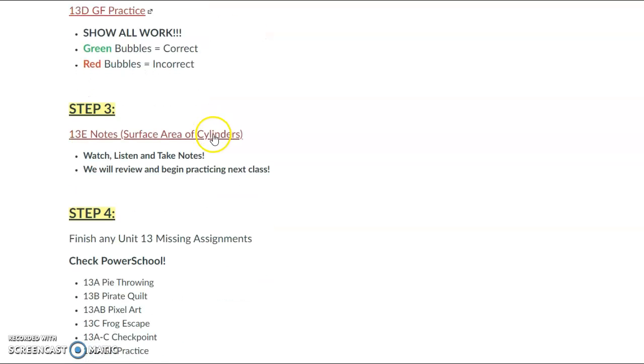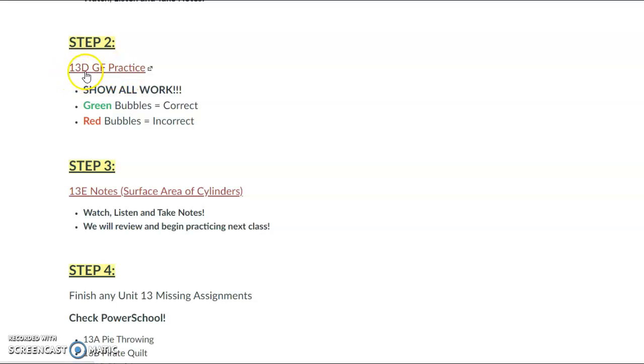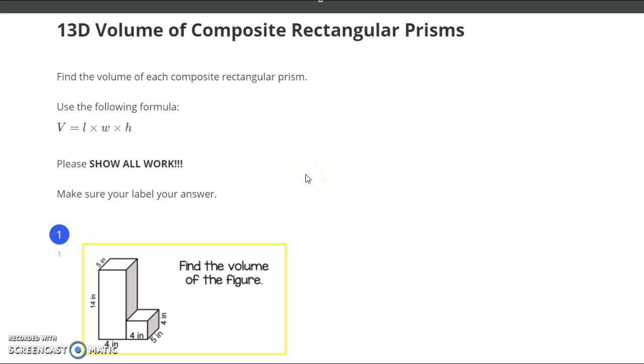After you watch those video notes, you're going to do some practice. You're going to do the 13D Go Formative practice. There are 10 problems. Please make sure that you show all of your work. The bubbles will, of course, turn green and red, telling you whether you're correct or incorrect. So that Go Formative practice looks like this.